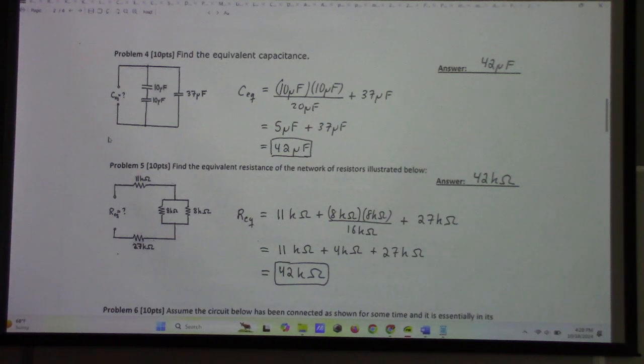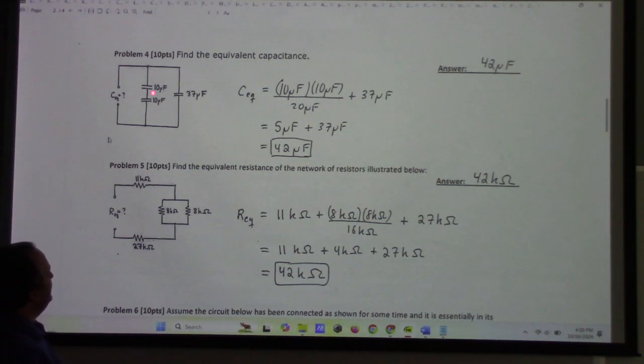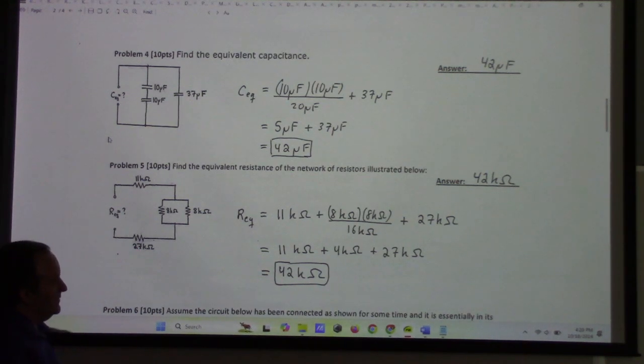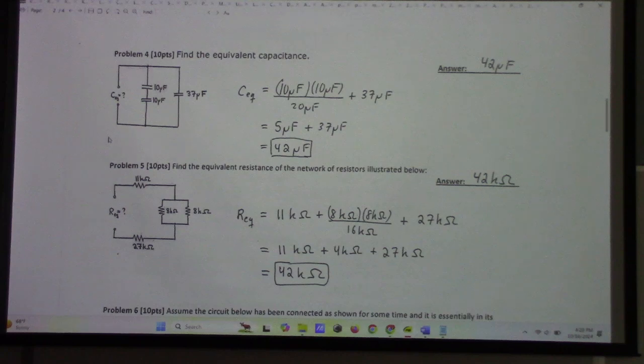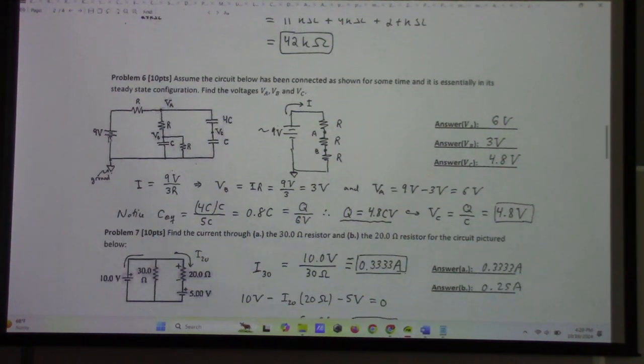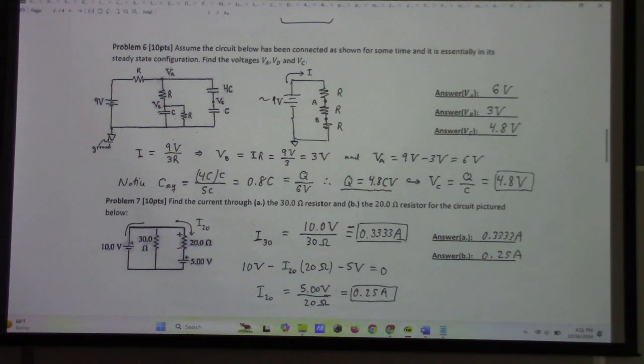Most people got these. Hooray, hooray. So I worked them and made them 42. So you got 10 in series with 10 gives you 5, of course. 5 microfarads plus 37 microfarads, 42 microfarads. And here, 8 paralleled with 8 gives you a 4. 11 plus 4 is 15. 15 plus 27, also 42 kilo ohms. So you got those. Most students got these. If you missed those, you need to work on them. Down here, less success.